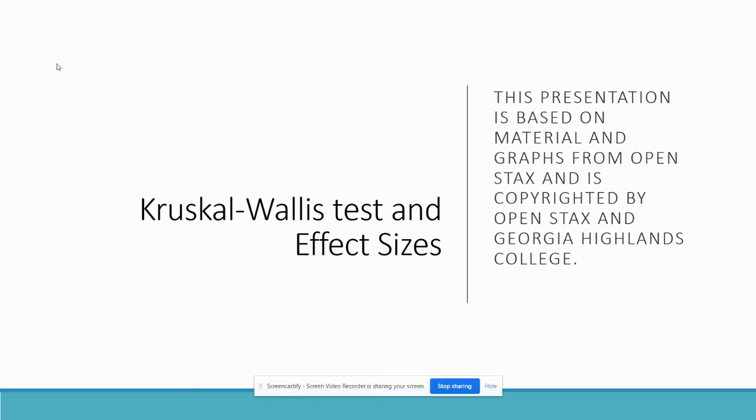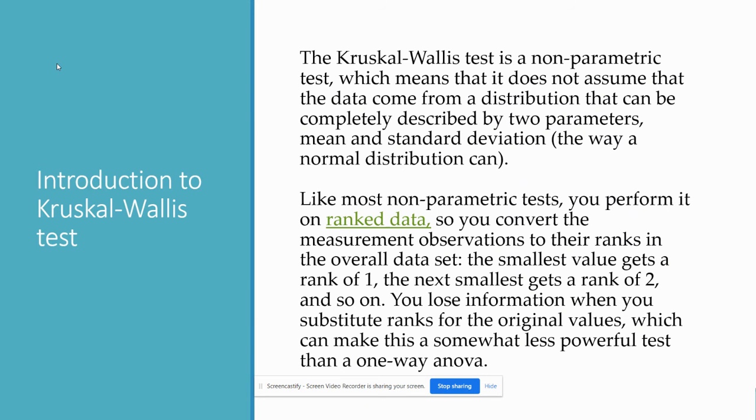So let's talk about the Kruskal-Wallis test, and we'll talk about effect size later. We're just going to talk about the Kruskal-Wallis test right now. All right. So remember we did ANOVA, and ANOVA was where we were comparing the means of different groups to see if they were the same.